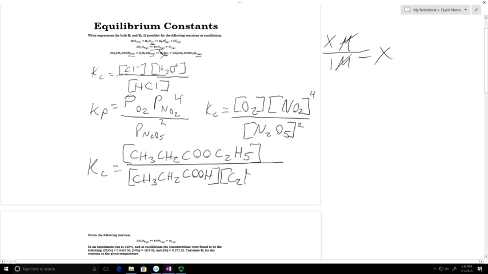Once you start doing some of these, they become automatic. So it's really important for you to just get used to putting down what the expression for the equilibrium constant is. Okay? So that's it, just products over reactants. And raise each reactant and each product to the power of its coefficient.